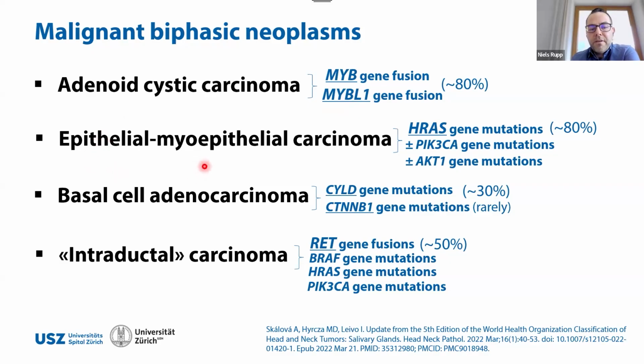Then there's certainly the epithelial myoepithelial carcinoma, which has a high level of HRAS gene mutations, sometimes combined with PIK3CA or AKT mutations. But the most important one is the HRAS mutation, which is certainly not specific, but if we have a biphasic neoplasm and we do find activating HRAS mutation, then there's a very high chance that this is an epithelial myoepithelial carcinoma. Then there's basal cell adenocarcinoma, much rarer and also not very well characterized on molecular level.